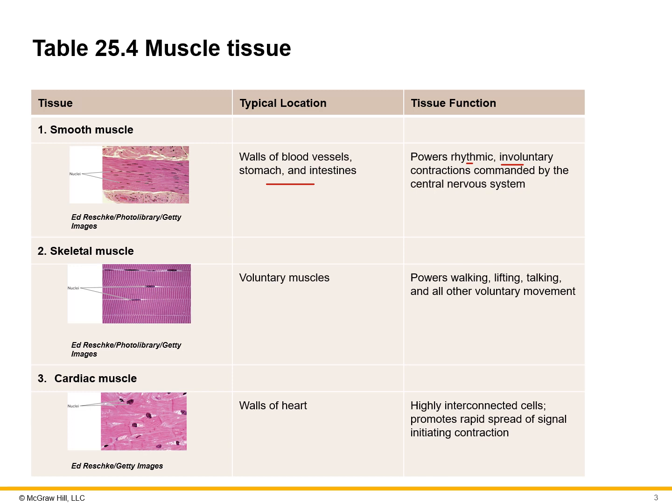Skeletal muscle, those are the voluntary muscles. They are striated. We'll talk more about that. So again, things like walking, lifting, talking, all of those voluntary movements are provided by skeletal muscle. And then finally, our cardiac, as the name implies, these muscle cells are found in the heart and allow the heart to contract.